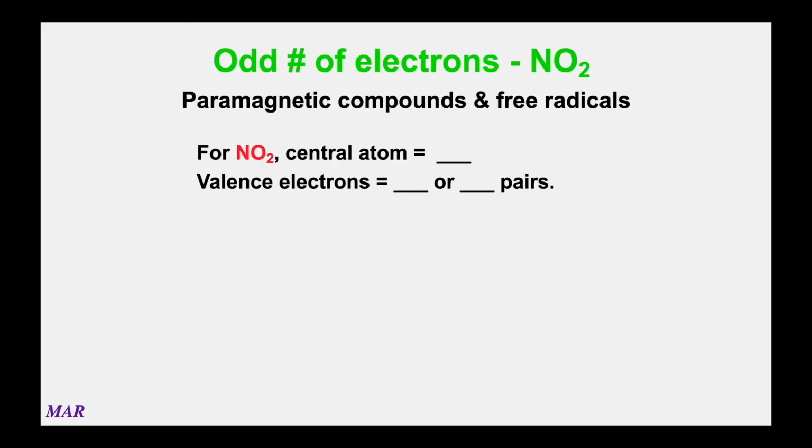All of the examples we've seen so far have had an even number of valence electrons. So when you divide by 2, you get another whole number, okay? But you can have an odd number of valence electrons. And what this means is you have what's called a paramagnetic compound.